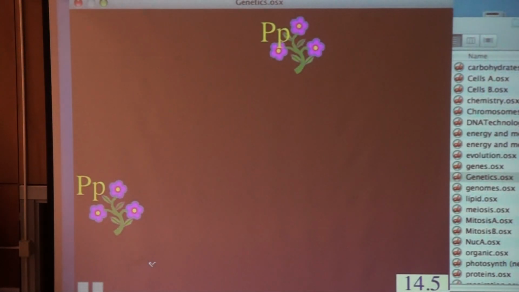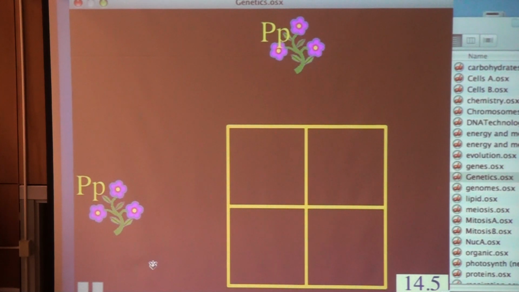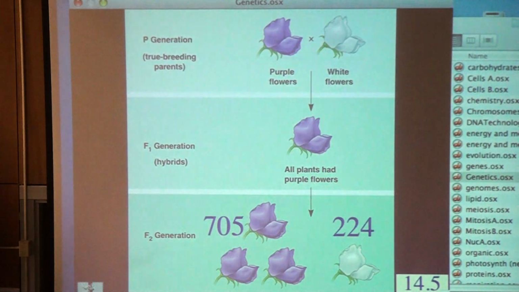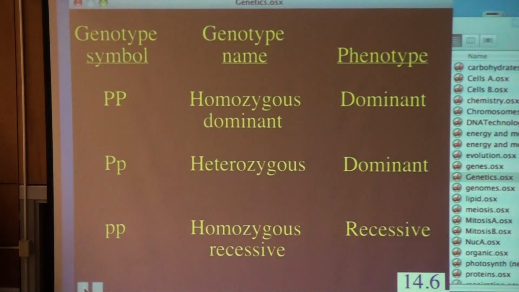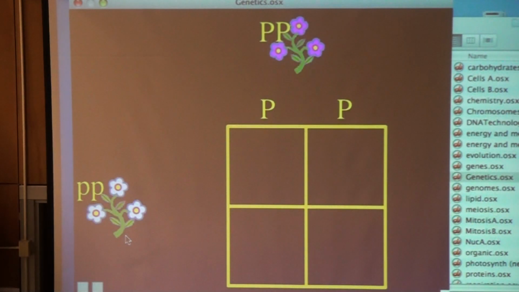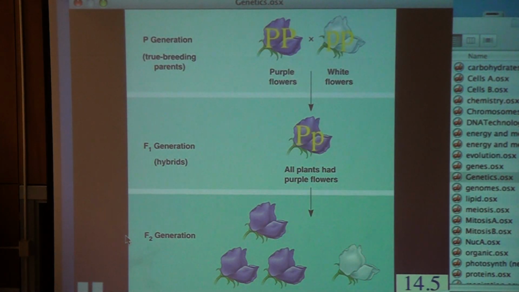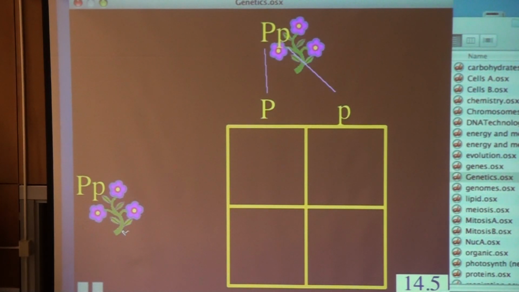Do it the same way. You draw the parents with their genotypes, make your Punnett square, and fill in the gametes that each parent can make. Half the sperm this one makes will carry the big P allele, half the sperm will carry the little p allele, and the same with this parent right here with her eggs. Half the eggs will carry big P, half the eggs will carry little p, like that.